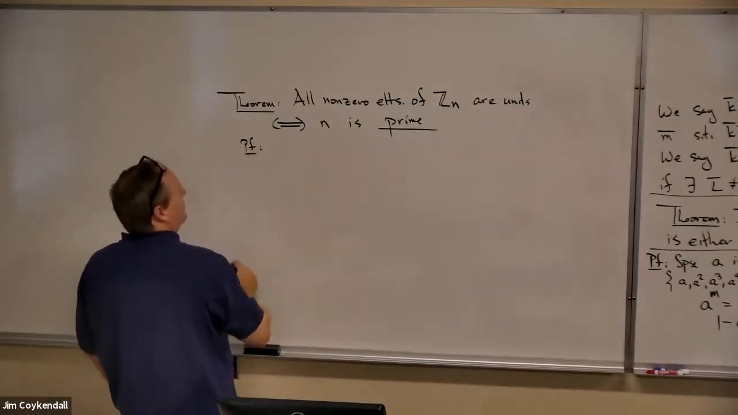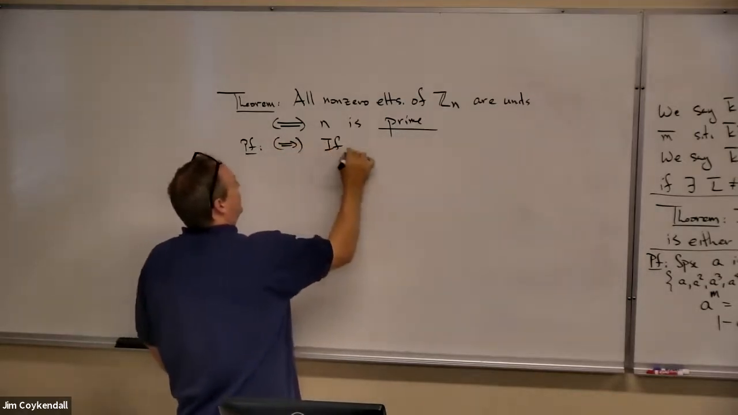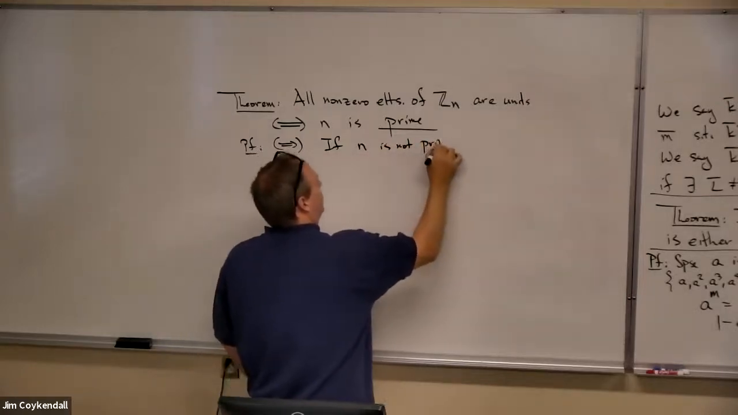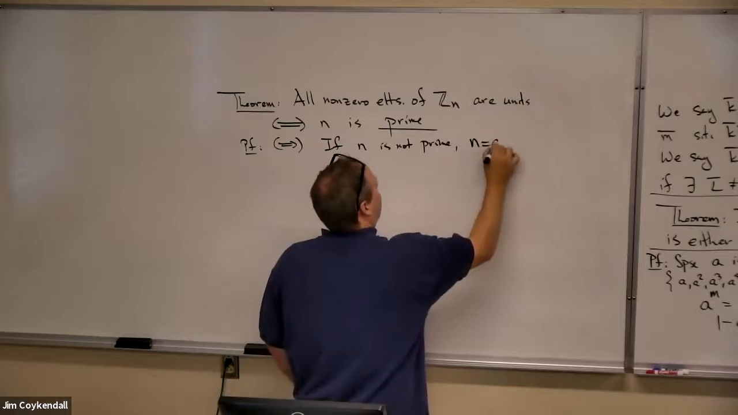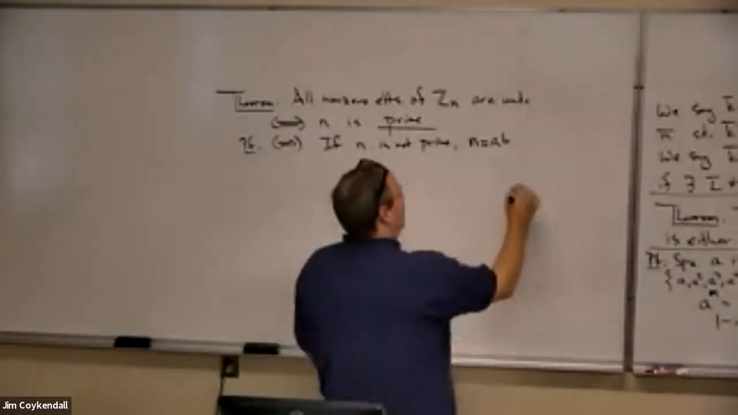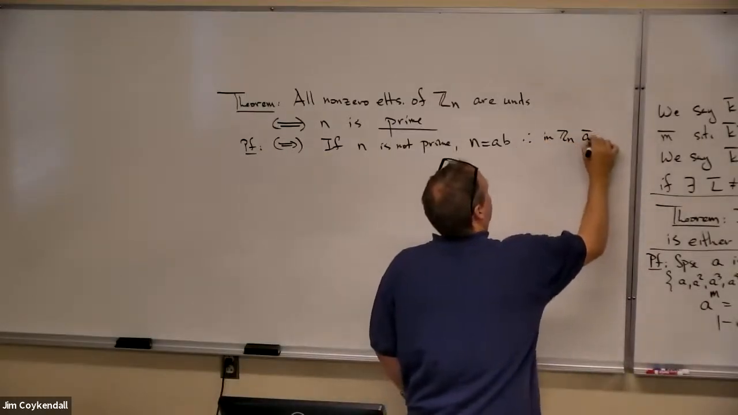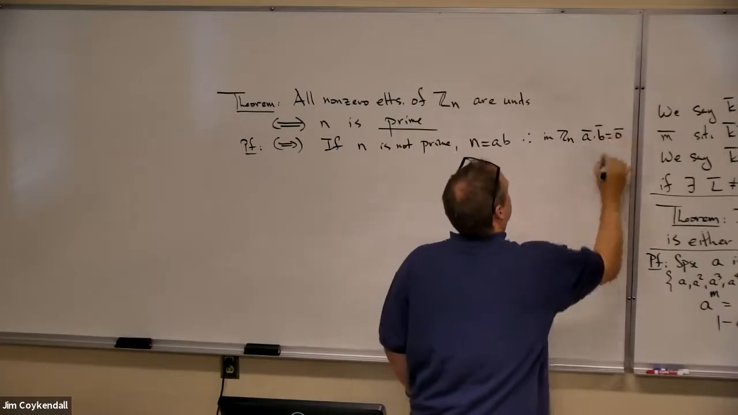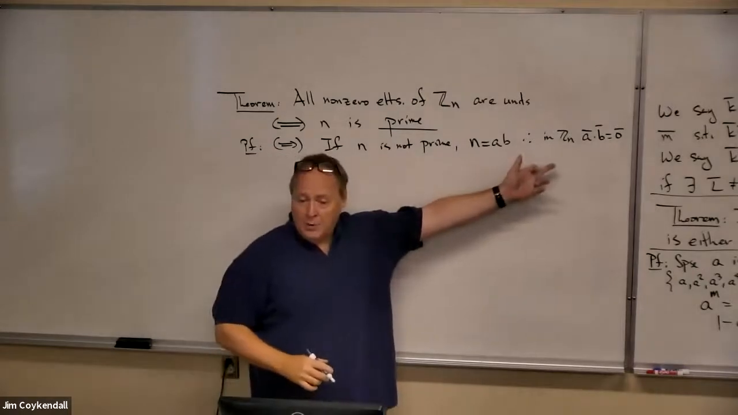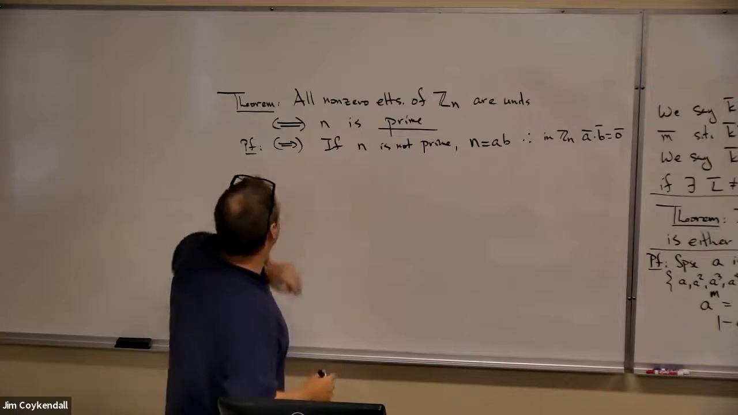This is worth showing. If N is not prime, then we can decompose N as A times B, where A and B are strictly less than N. Therefore, in Zn, A bar times B bar is 0 bar. And so neither A bar nor B bar is a unit, because it's a zero divisor.